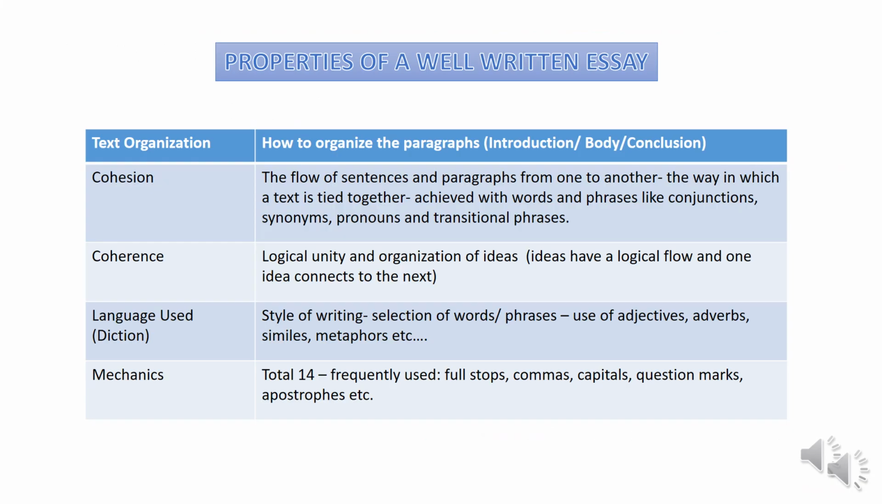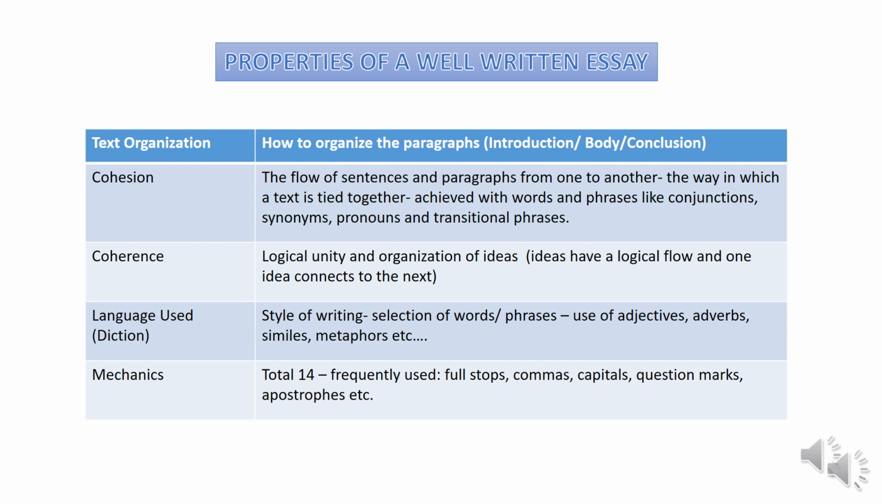So, now, where and how do we start? Broadly speaking, what are the qualities of a good essay? In a good essay, 4 key elements dominate the process. Cohesion, that's the flow of the sentences. Secondly, the coherence, that is the unity in writing. And thirdly is the diction. By diction, I mean the careful selection of words, phrases, adverbs, adjectives, and so on. And finally comes the mechanics: the punctuation, spelling, formatting, and so on.